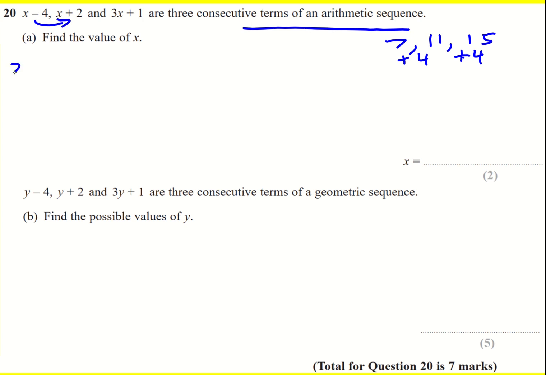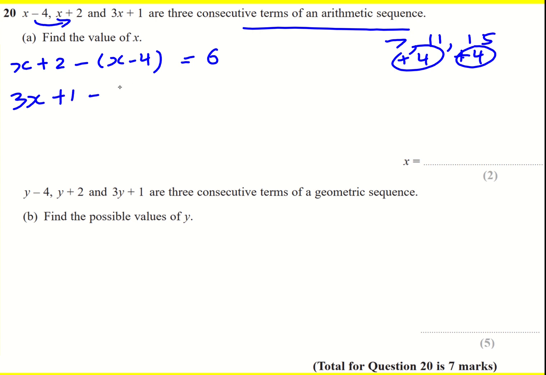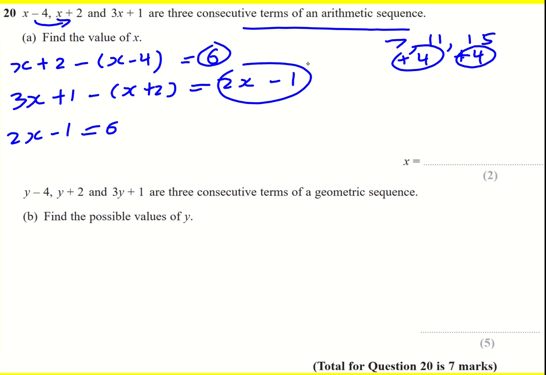And I can work out what it is by doing x plus 2 minus x minus 4. That's going to be my common difference. In fact, that ends up being x plus 2 minus x plus 4, it's 6. But here's the thing, I can do the same over here. 3x plus 1 minus (x plus 2), again, I need a bracket there, is going to equal 2x plus 1 minus 2, 2x minus 1. Therefore, 2x minus 1 must equal 6 because both of these are the common difference.